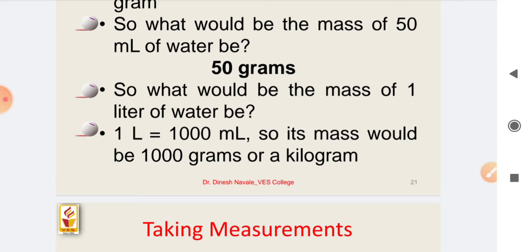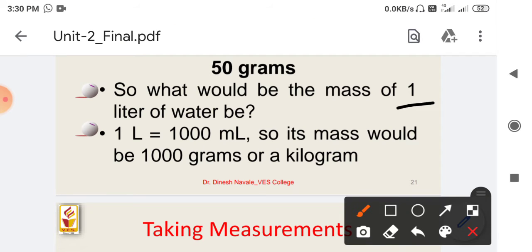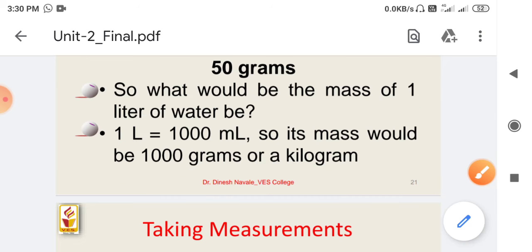So for 1 liter of water, what will be the mass of that 1 liter of water? Here the unit is liter, so the weight unit should be again 1000 times, that is 1 kg, or simply 1000 gram. So the weight of 1 liter of water is assumed to be, sorry, 1000 gram or 1 kilogram.